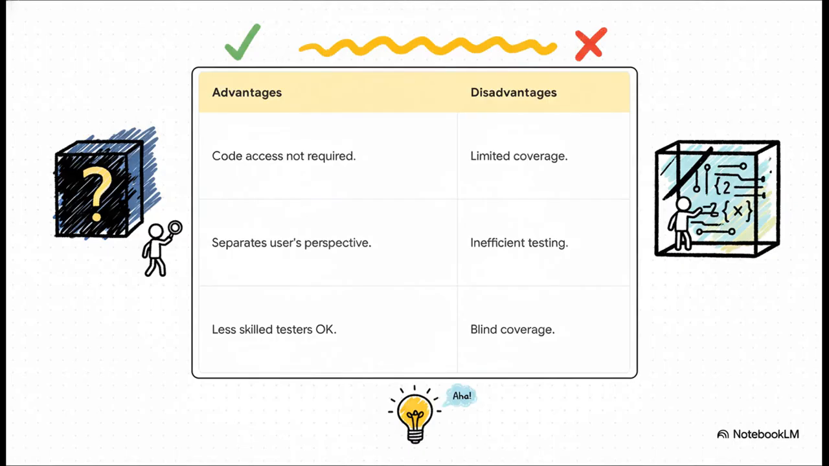But of course, this way of doing things has some big trade-offs. The huge advantage? You don't need to be a coding genius to do it, and that gives you a really valuable, unbiased user's perspective. But the downside is also huge. Since you can't see what the code is doing, your tests can only cover so much ground. You're kind of flying blind, just hoping you stumble across a problem. It can be a little inefficient.